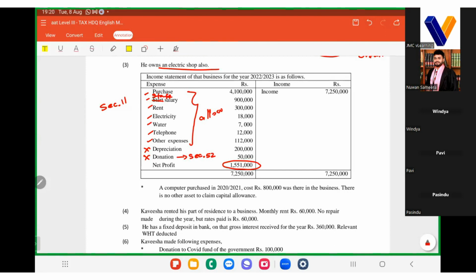So the computer purchased in 2020 and 2021 at a cost of 800,000 was there in the business. There is no other asset to claim the capital allowance. That means only one asset is available to get the capital allowances. So here 800,000, how much is the capital allowance rate per annum? What is the capital allowance rate?